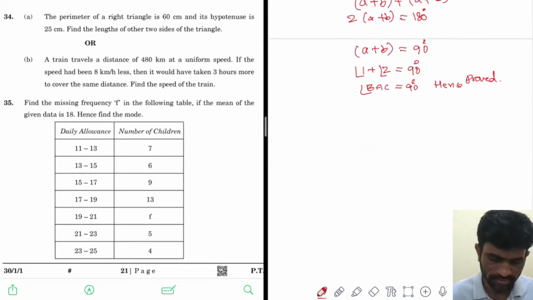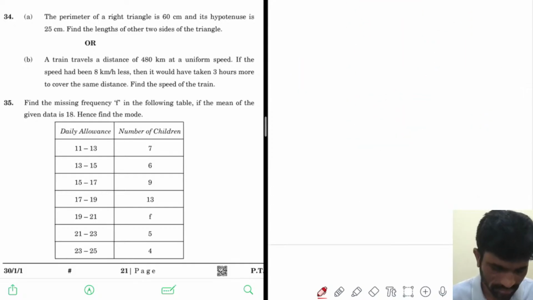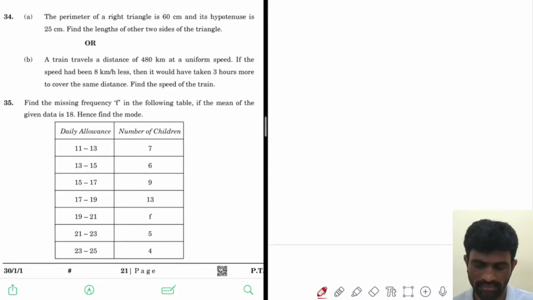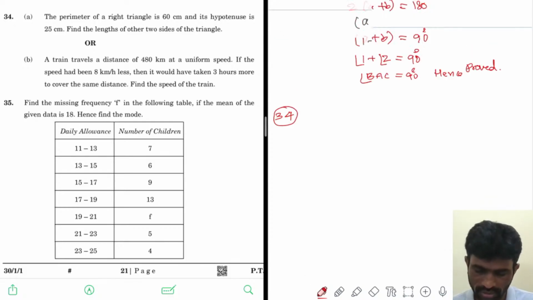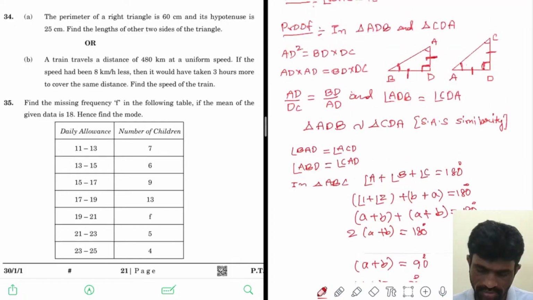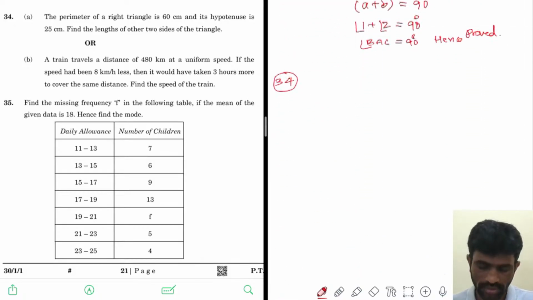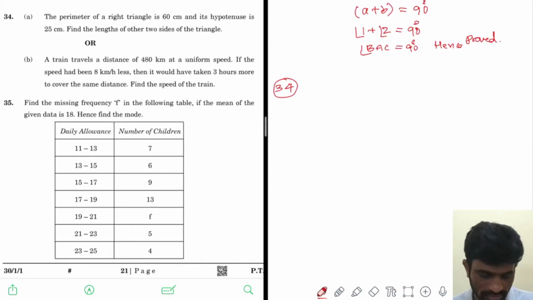Question number 34. There is another way also to understand 33. We will discuss that type of problem, how to solve it easily and clearly, in one more video. 34.